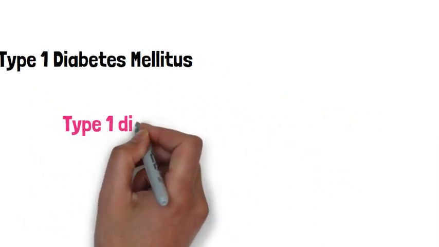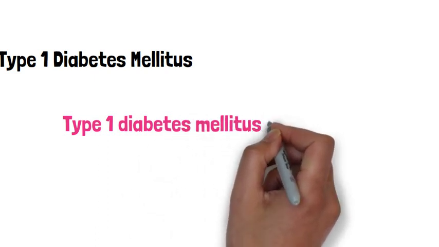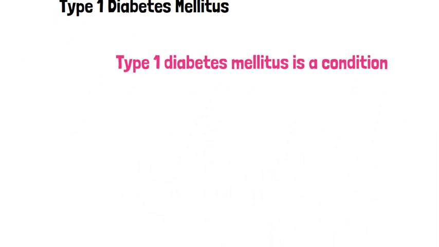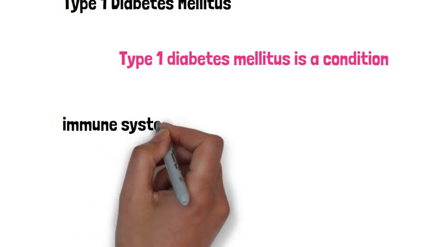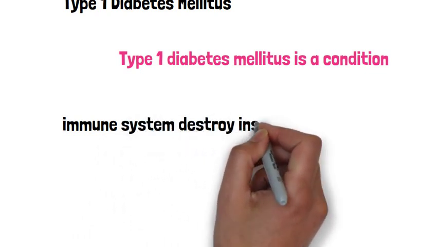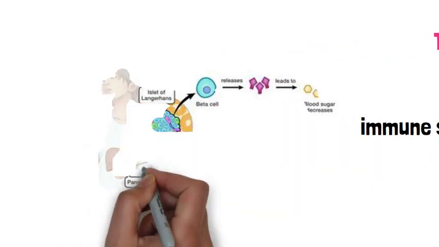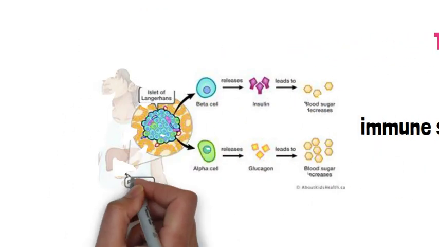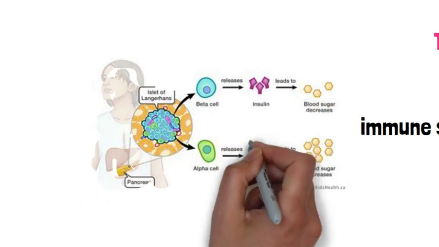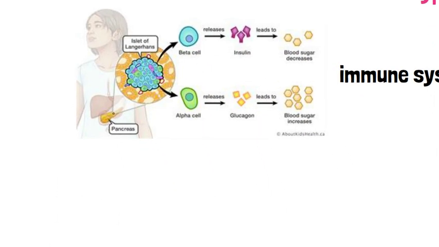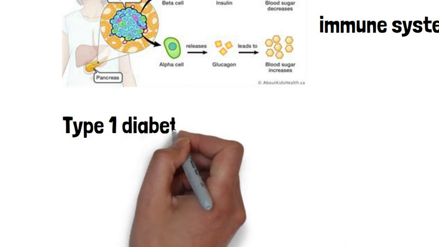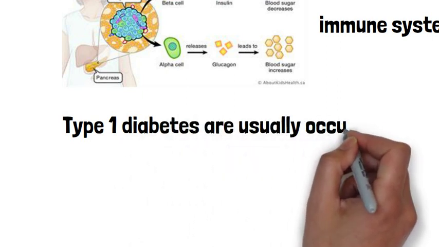Type 1 diabetes mellitus is an autoimmune condition in which the immune system destroys insulin-making cells, such as beta cells in the pancreas, so they do not produce insulin. This occurs in autoimmunity. Autoantibodies destroy beta cells in the pancreas. In normal cases, insulin is produced by beta cells in the pancreas to move glucose from ECF to ICF.